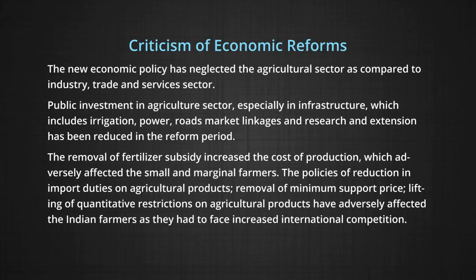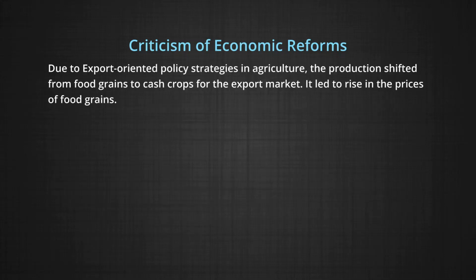The policies of reduction in import duties on agricultural products, removal of minimum support price, lifting of quantitative restrictions on agricultural products have adversely affected the Indian farmers, as they had to face increased international competition. Due to export oriented policy strategies in agriculture, the production shifted from food grains to cash crops for the export market. It led to rise in the prices of food grains.